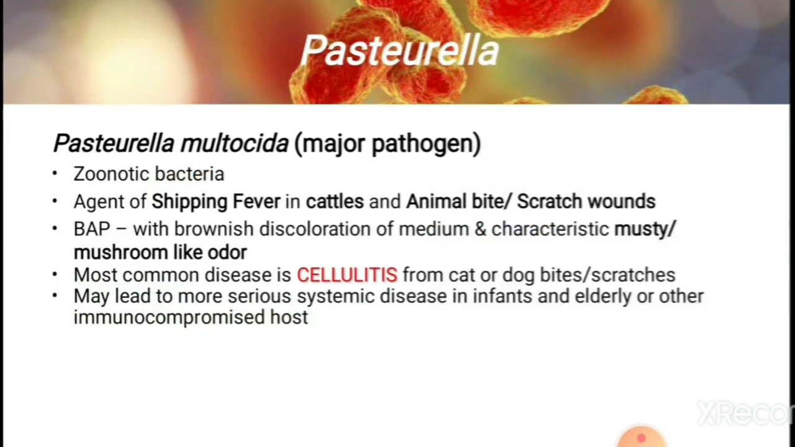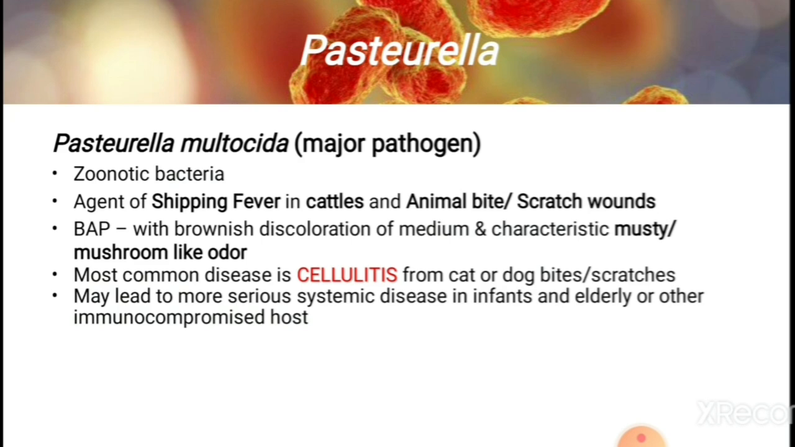And now we are down to our last organism, under Pasteurella. We have Pasteurella multocida. This is the major pathogen of this genus. It is a zoonotic bacterium, and Pasteurella multocida is the agent of shipping fever in cattle and of animal bite or scratch wounds. The general characteristics of Pasteurella multocida: they are gram-negative pleomorphic coccobacilli exhibiting bipolar staining. They are non-motile and facultative aerobes. They can grow on BAP and CAP, and they are oxidase and catalase positive.